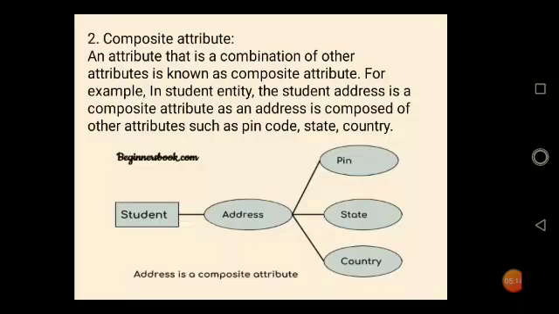For example, here address, student is holding the attribute address. So in that address we'll have pin, state, country. So these are the sub attributes that can be associated with the attribute address. This is called a composite attribute.